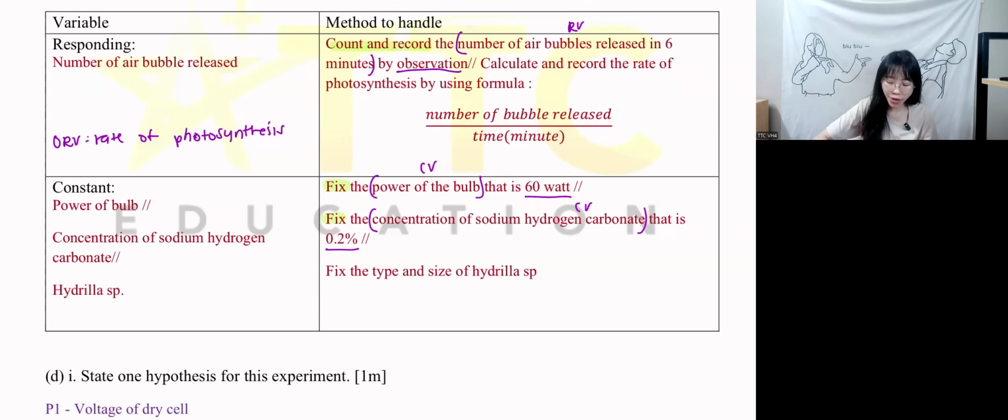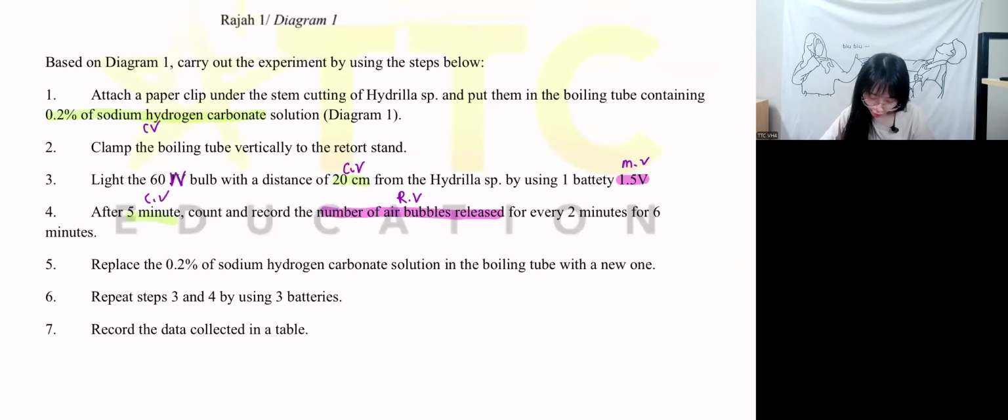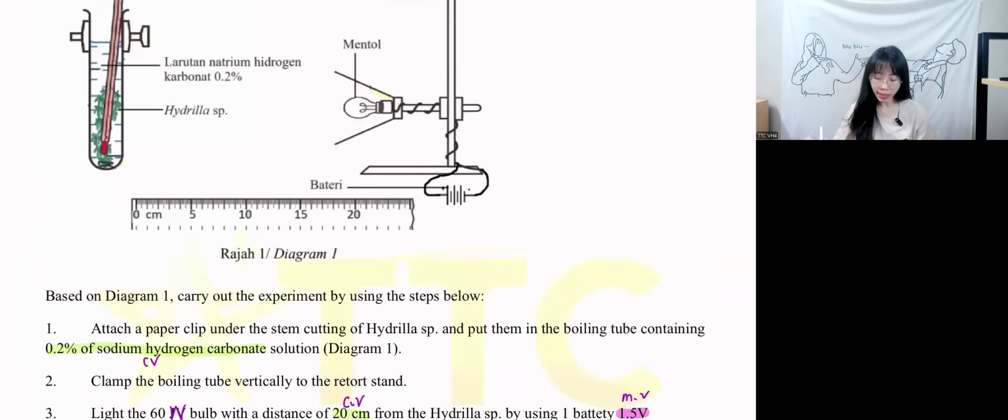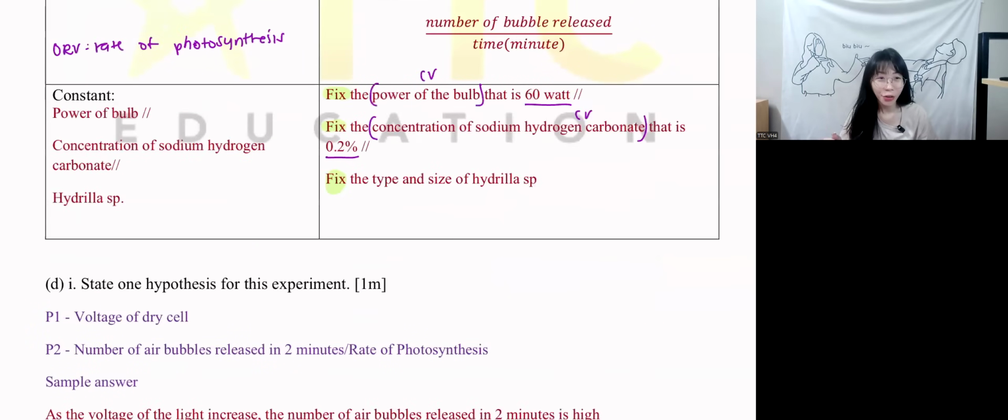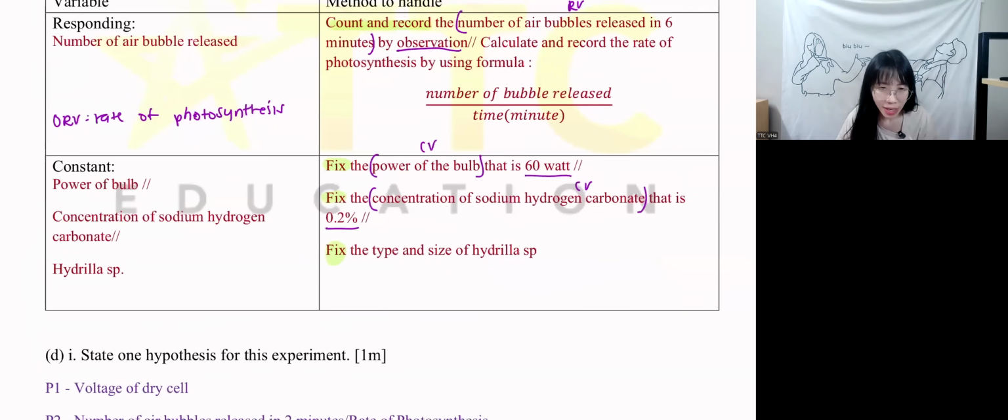Hydrilla species, fix the type and size of the hydrilla species. Did they cut the hydrilla here? Forgot already, guys. They didn't write the size of hydrilla. Sometimes if they cut the hydrilla, they will write the size. So you can say, fix the size of hydrilla by using a ruler, if you want to write hydrilla species. So remember, the keyword for responding variable is count and record. The keyword for constant is fix the constant at what value by using what.